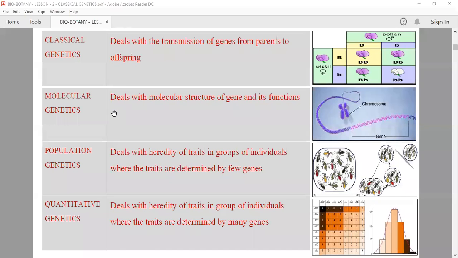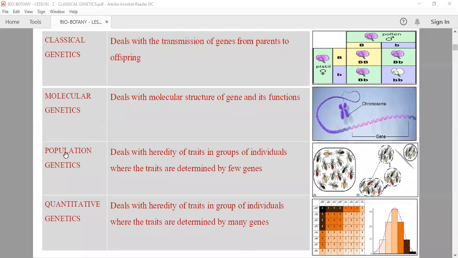And then the second is molecular genetics. Molecular genetics deals with the molecular structure of a gene and its function. Last year you studied about the structure of DNA. In the same way, here you can see the chromosome structure, the structure of a gene, and the position of the gene. Like that you can study it in molecular genetics.